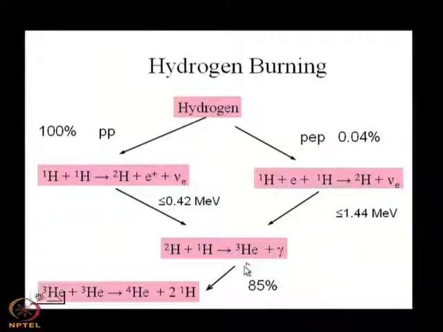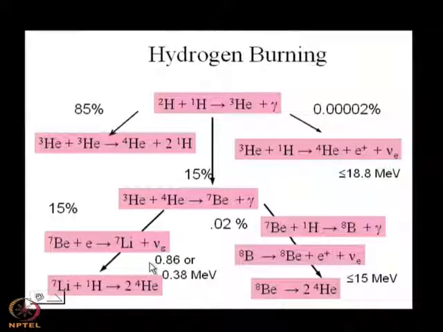So 85% of the helium is produced by the mechanism where two helium-3 combine to form helium-4 with the release of two protons. This is common to all of them. Okay, 85% of the helium-4 is produced this way. But there are other pathways, so let me show you these. We are starting from here where you already have helium-3 produced. This is the pathway which we have discussed, 85% of the helium-4 is produced this way.